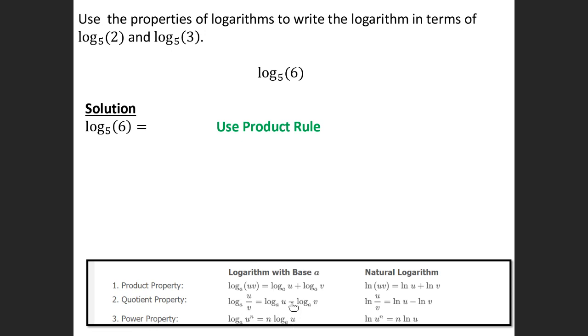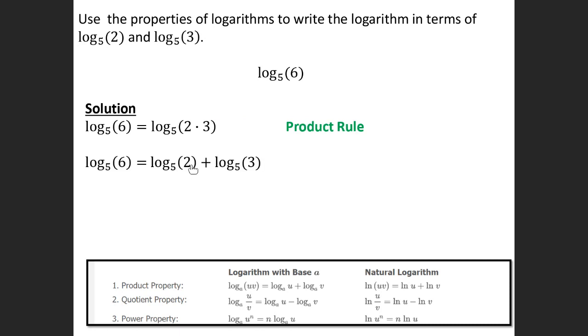All these properties work for the natural log as well. And for some of you, when you're entering your answers, this is an L and not an I, because that's one of the common mistakes. Students enter I instead of L. Okay, so here we can use the product property. So we can say that 6 we can write as log 5 of 2 times 3. Since they're being multiplied, then I can separate with addition: log 5 of 2 plus log 5 of 3.